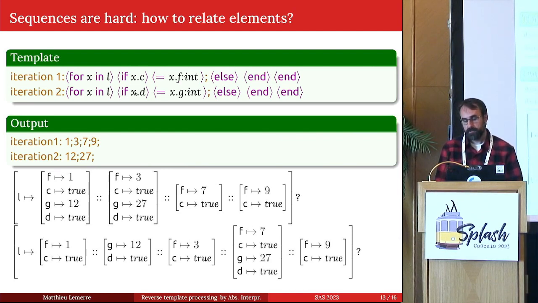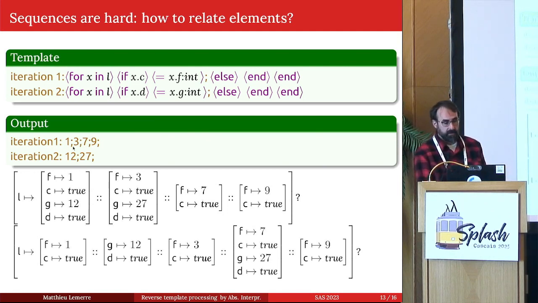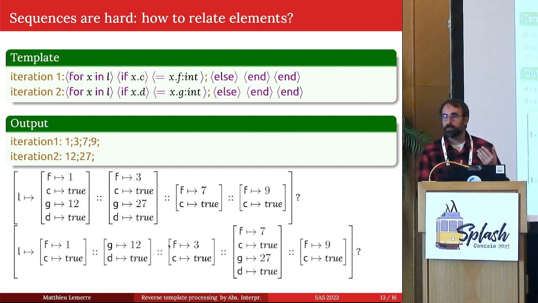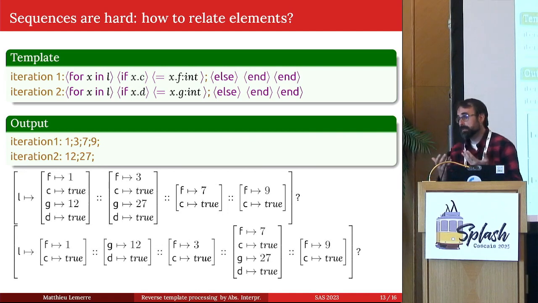One where we use some condition D to know if we need to print G. And so we have this as the output. In the first iteration, we print 4 elements. In the second, we have 2. And the problem here is that we don't know how to match the different elements in the sequence. It may be that 1 here corresponds to 12, that 3 corresponds to 27, but it may also be that 12 corresponds to an element that was not printed in the first iteration. Basically, we don't know, and so this is a big source of imprecision: we don't know how to relate both elements.